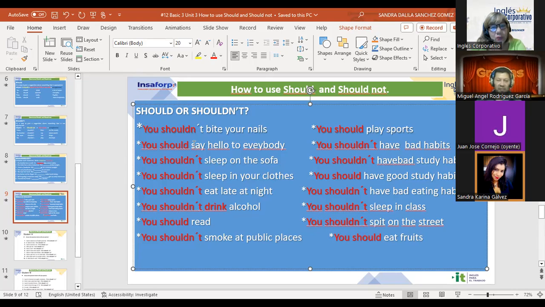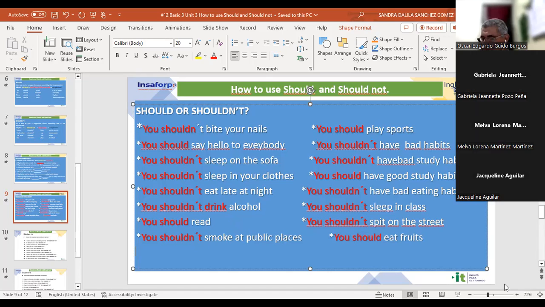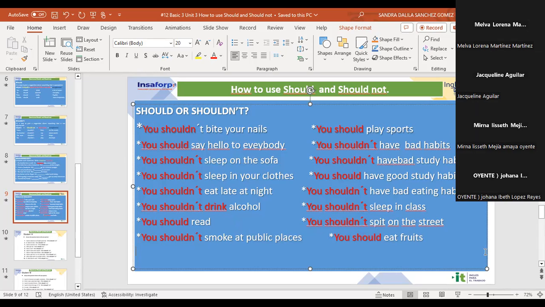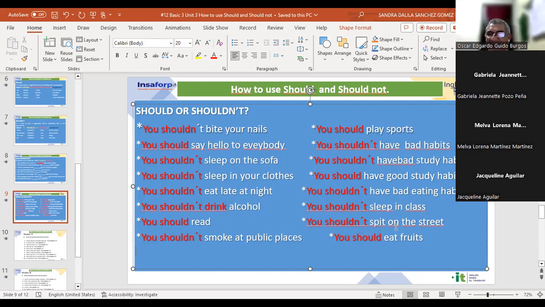Miguel, read number 1, 2, 3, 4, 5. Sandra, 6, 7, 8. Okay. Gabriela, 9, 10, 11. Melba, 12, number 13. And I don't know, maybe all of them. And then Oscar, okay. 14, 15, and 16. Okay, begin. Okay, teacher. Begin, Miguel.